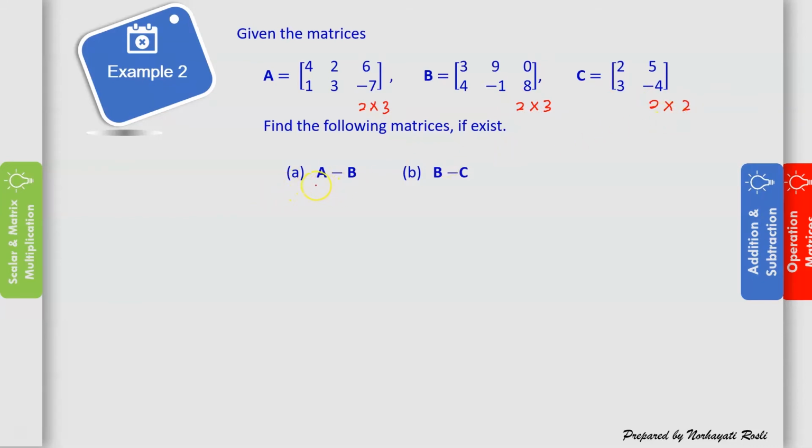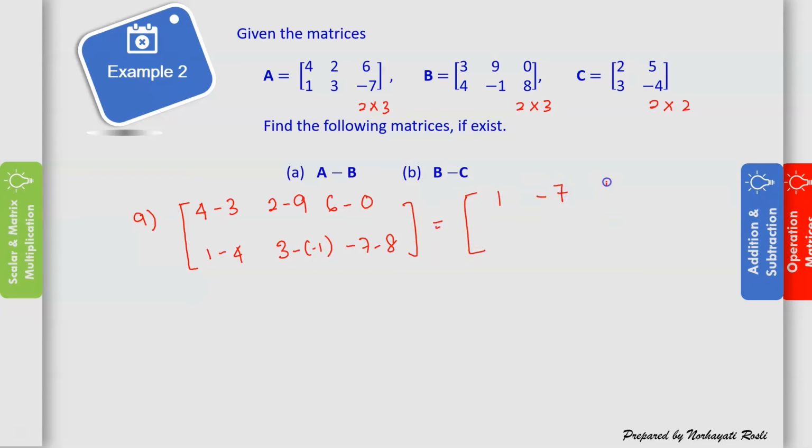For A, we need to solve for A minus B. So in this case, we have A element 4 minus 3. And then the next element 2 minus 9. 6 minus 0. 1 minus 4. 3 minus negative 1. Negative 7 minus 8. So we'll have here 1, negative 7, 6, negative 3, 4, negative 15. So it is possible for us to solve for A, which is this one, A minus B.